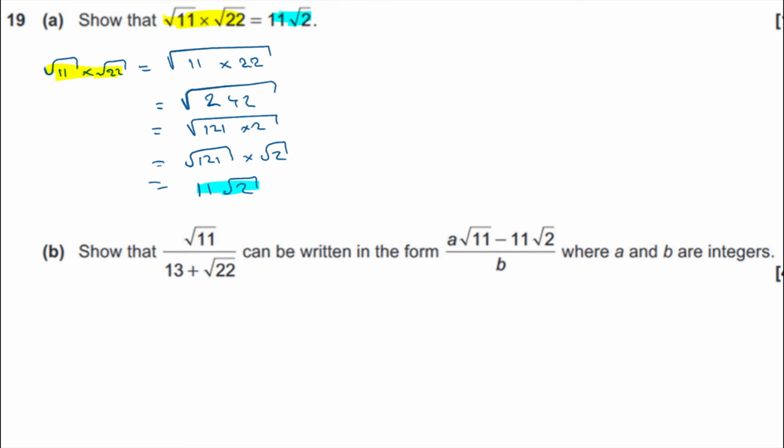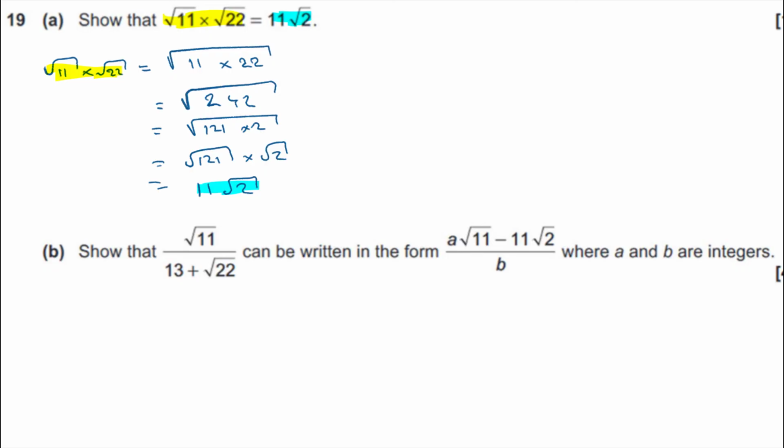Part B, show that root 11 over 13 plus root 22 can be written in that rather horrendous looking form there, where a and b are integers. Okay, now basically what we need to do here is rationalize the denominator. The second form has got a rational denominator of b, whereas the first one has got an irrational denominator which has got a root 22 in it.